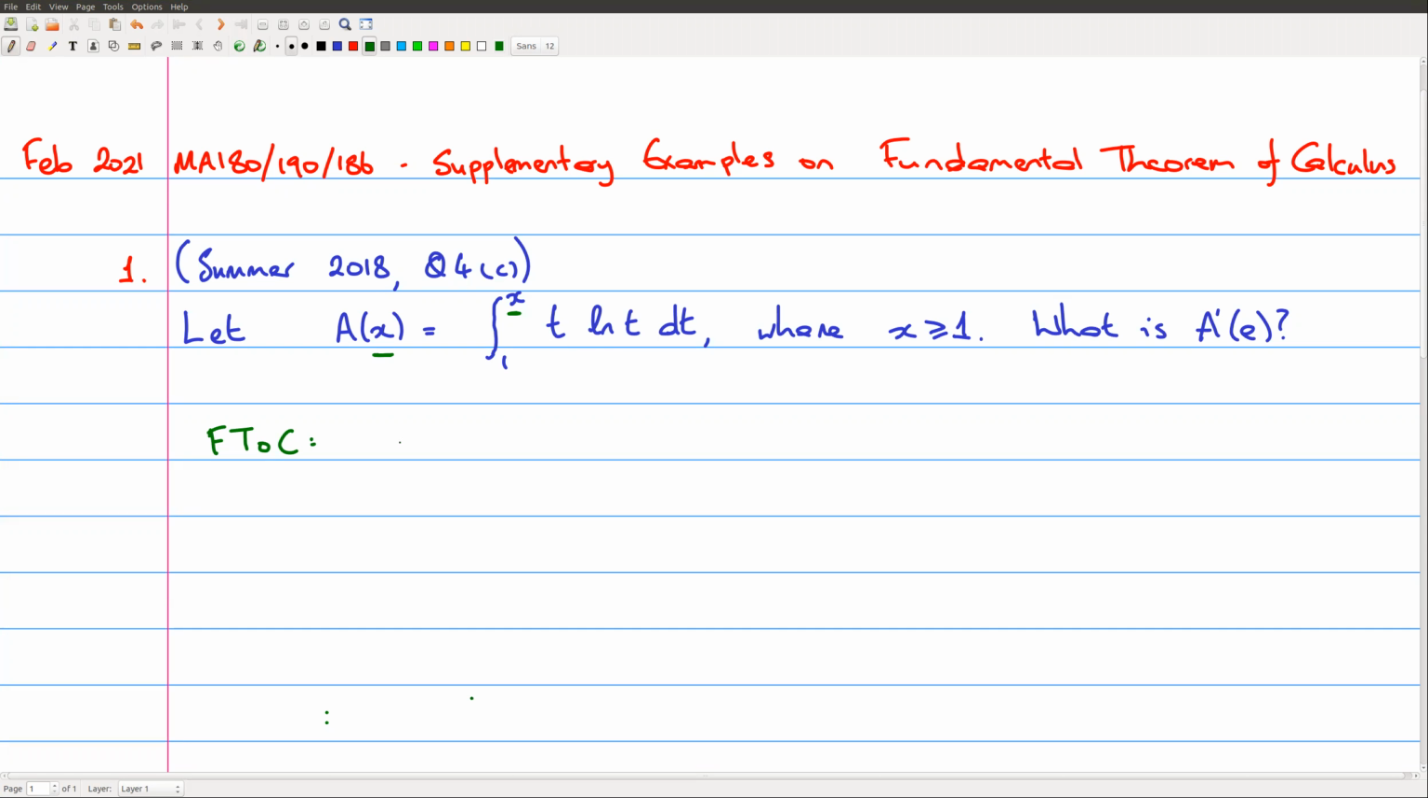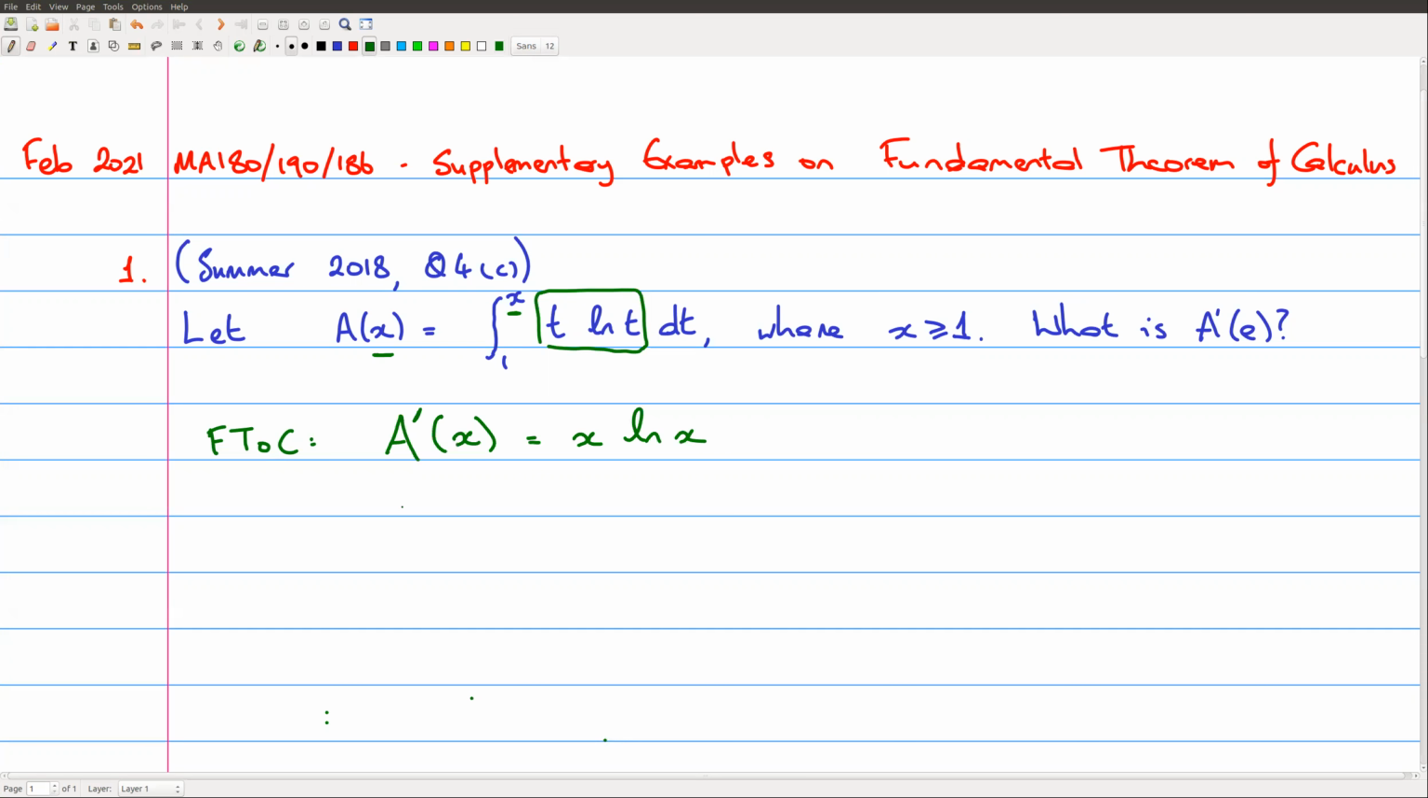What the fundamental theorem of calculus tells us is nothing about the values of a itself, but that the derivative of a at a particular x is just the value of this function, this integrand at x. So it will just be x log x. And this is true for x greater or equal to 1 in the domain of a.